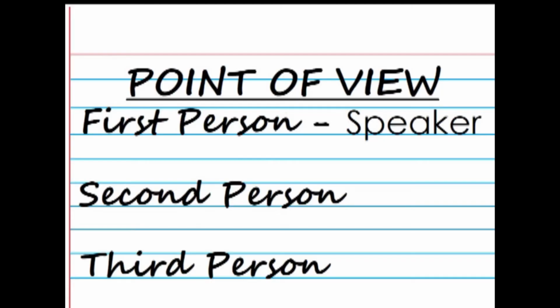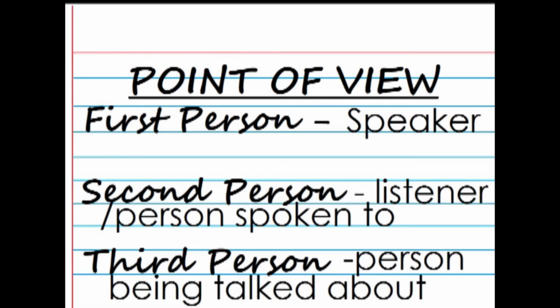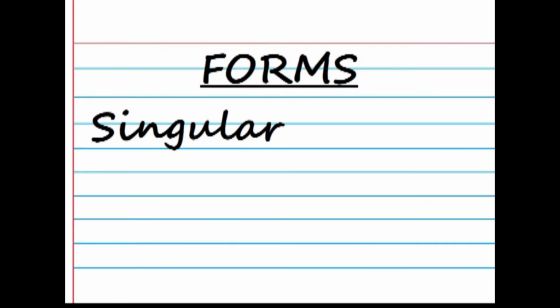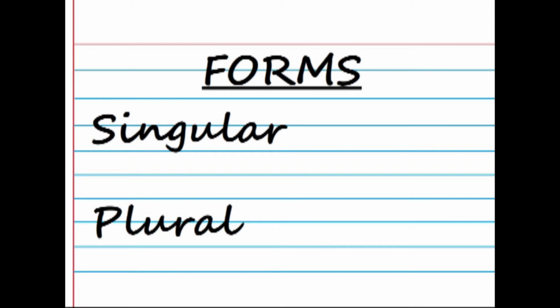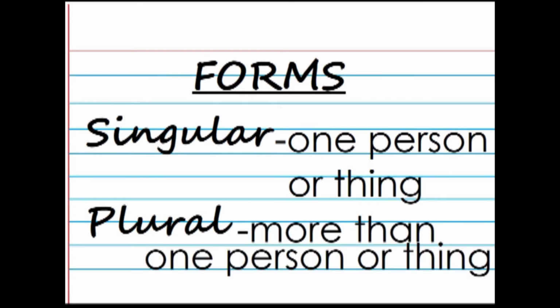Again, first person is the speaker. The second person is the person you are talking to or the listener. Third person is the one that you are talking about. Next is form. We have singular and plural form. When we talk about singular, it means we are referring to only one person or thing. Plural is used when we talk about more than one person or thing.